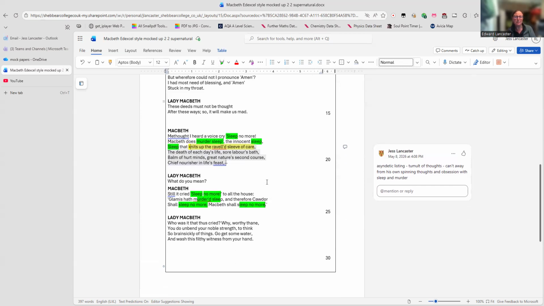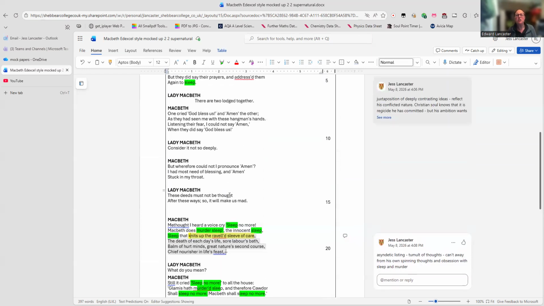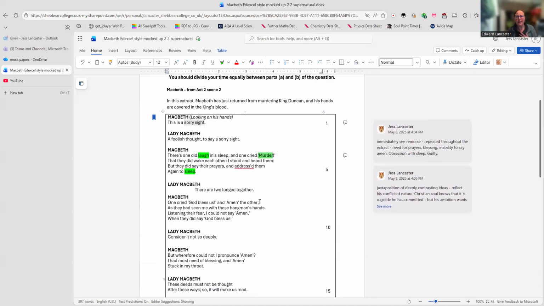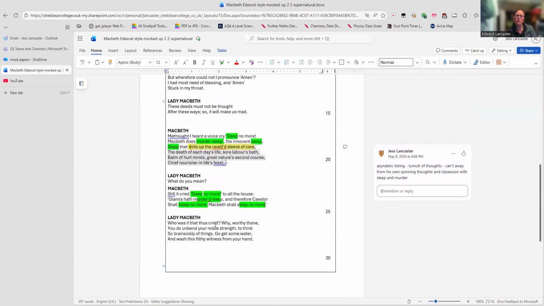And are witches? Who maybe? His wife is absolutely desperate. Who was it that thus cried? Why, worthy Thane, and she tries to soothe him, having previously dismissed him: foolish thought, and consider it not so deeply, earlier on in the extract here. She now realizes he's not listening to her. She can't get through, so she tries a different tack.